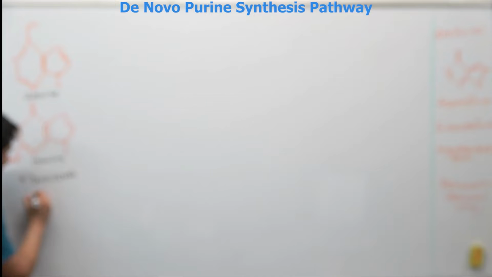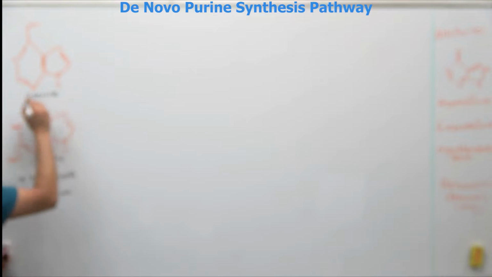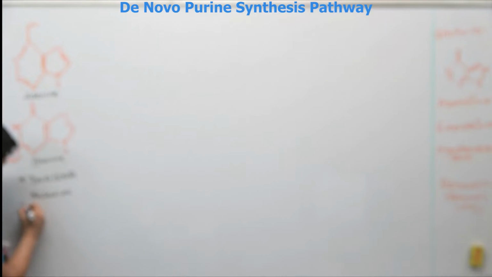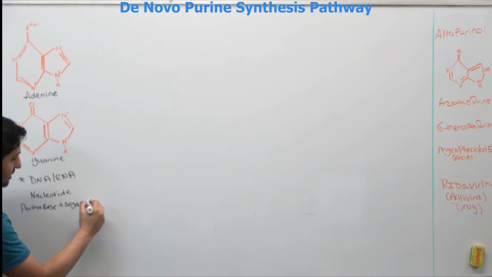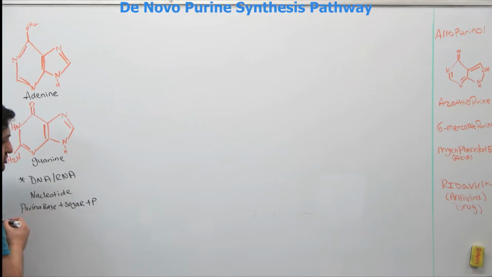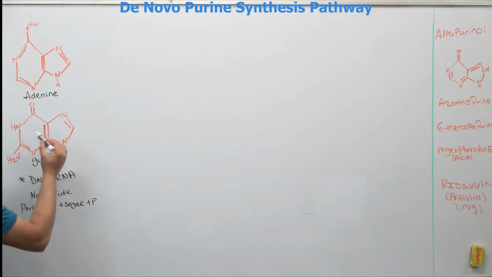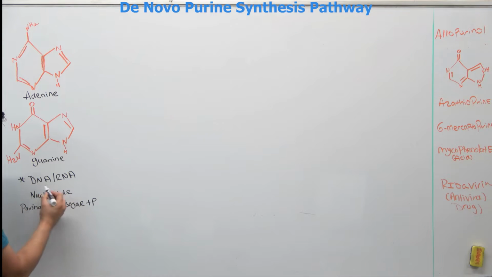And when we say nucleotides, what are we talking about here? We're basically saying that you have a purine base, which is one of these, your purine base or nitrogenous base, plus you add a sugar, which is a ribose sugar, plus you add a phosphate. And this structure is called a nucleotide. So the reason why we have to make this adenine and guanine is to make DNA and RNA. That's one of the functions of this.